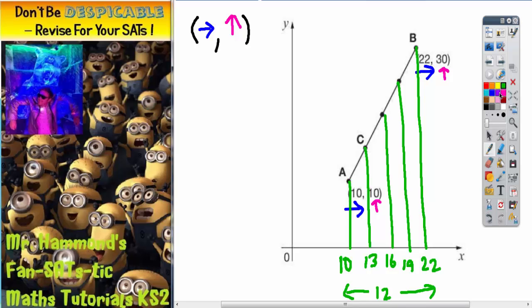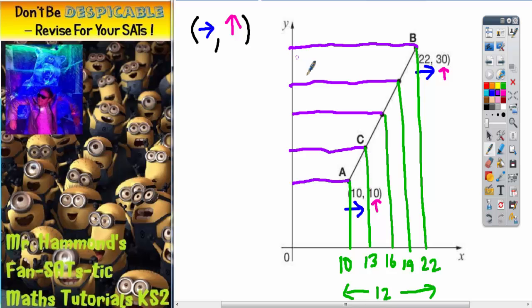But let me get a different colour. I'm going to do exactly the same thing, but using the y-axis. So if I draw a line along from A, a line along from C, a line along from this point, a line along from that point, and also one more line along from point B. Now we're looking at how far up each point is. So point A is 10 up. Point B is 30 up.